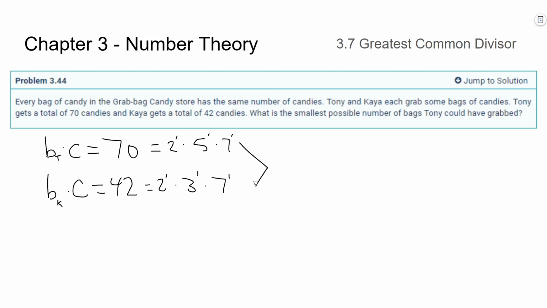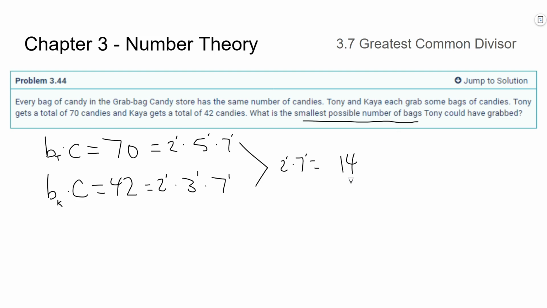Okay, so what do we have in common? We have a 2 to the 1 times 7 to the 1, which is going to be 14. Now, there doesn't have to be 14 candies per bag, because there could be 1 candy per bag, right? And maybe Tony got 70 bags and Kaya got 42 bags. But the largest number of candies that could be in each bag would be 14. So that's not our answer yet, but there could be 14 candies per bag.